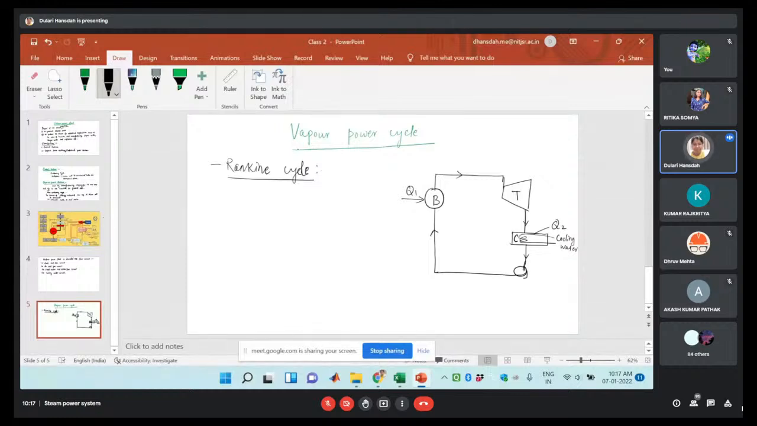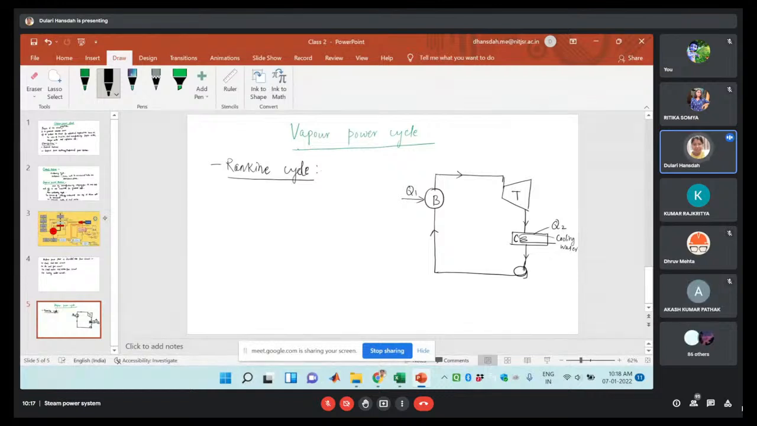Vapor power cycle means in this case we are using steam. So two phase handling will be there in this case. One is the water and another one is the vapor. So here two phases of working fluid will be utilized. Also I had discussed the gas power cycle.